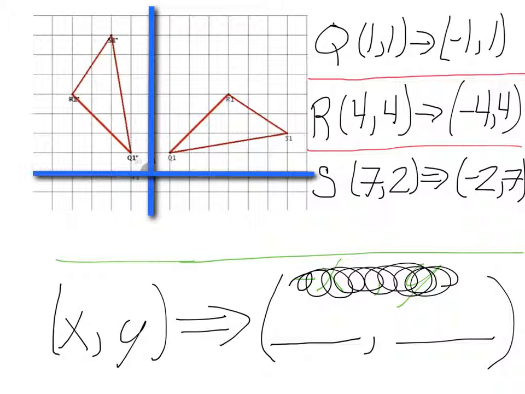In reality, x and y flip, so for whatever point we put in, these two values are going to flip. So I'm going to have y here, and I'm going to have x there. And I also know that this is going to become negative, because I went from 1 to negative 1, 4 to negative 4, and then 7 to negative 2. So I have positive to negative, positive to negative, positive to negative. That's why I had to go from a positive to negative in my general rule.